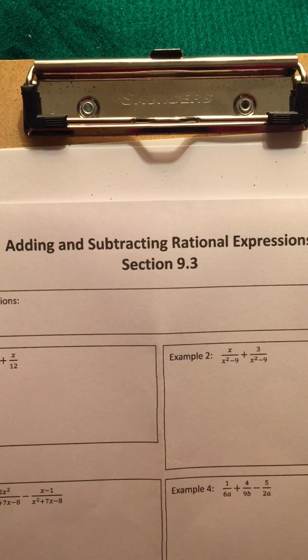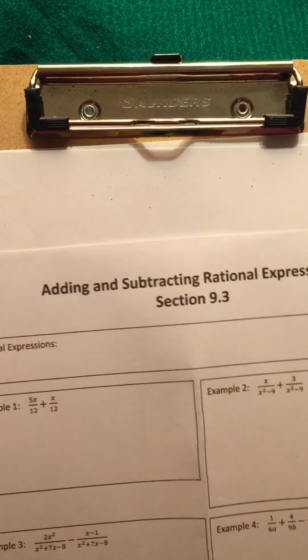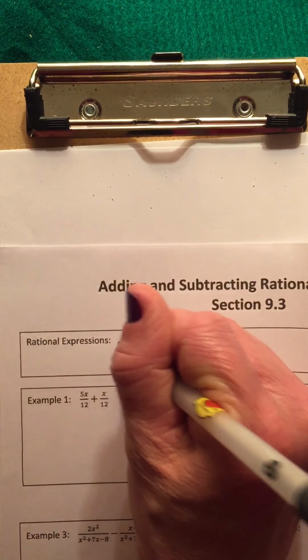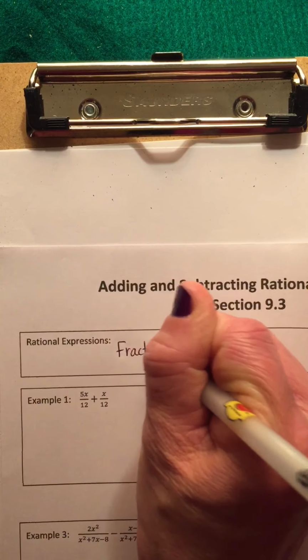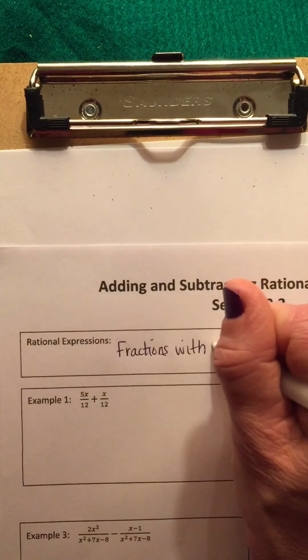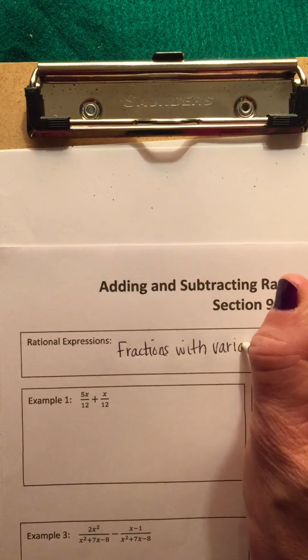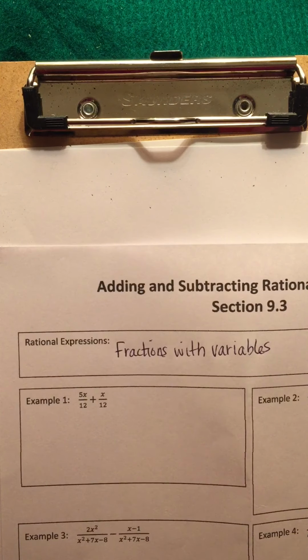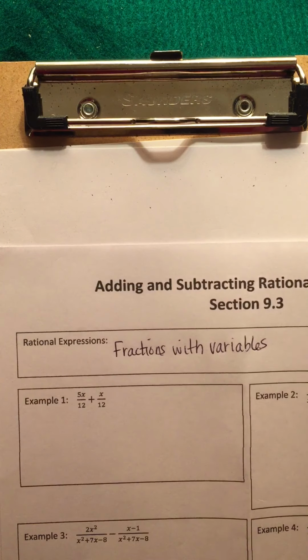These are the notes for section 9.3, adding and subtracting rational expressions. Let's remind ourselves what rational expressions are. They are fractions with variables. We are adding and subtracting these rational expressions, so we need to have a common denominator.